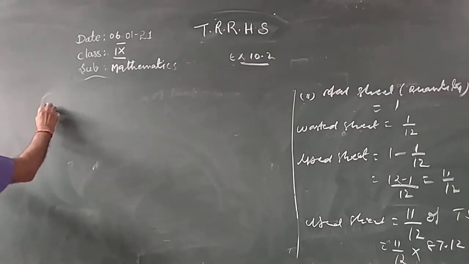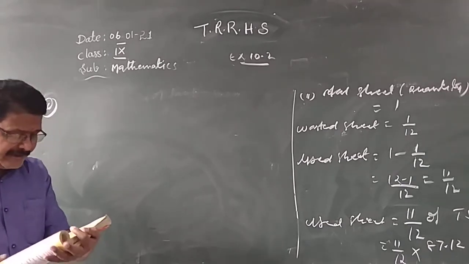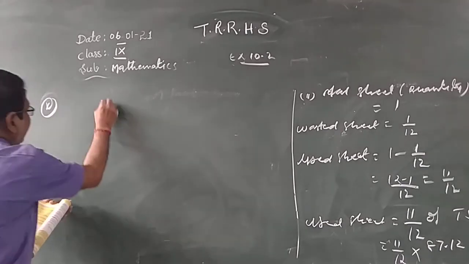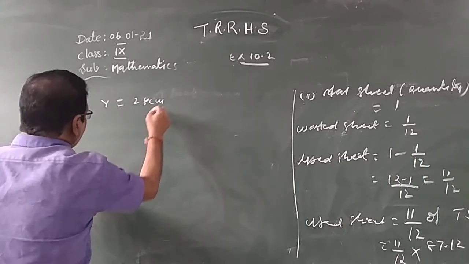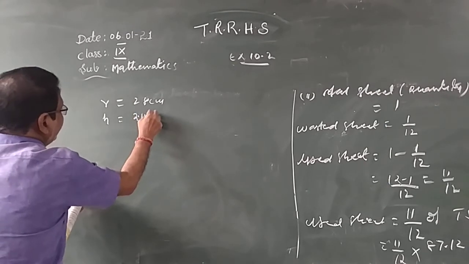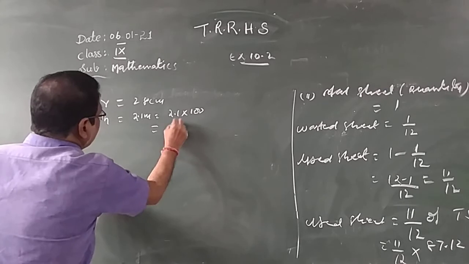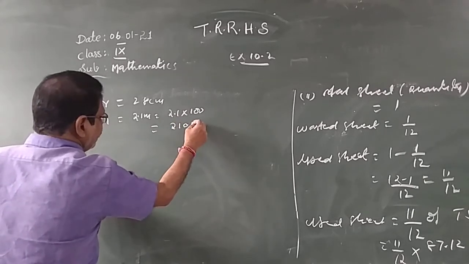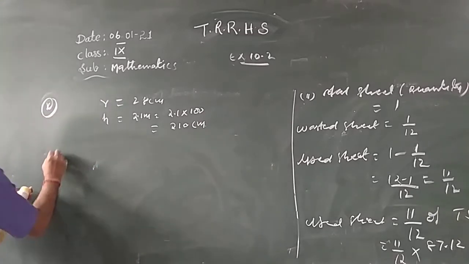There is a problem. A one side open cylindrical drum has inner radius, radius is equal to 28 centimeters. Height is equal to 2.1 meters, change into centimeters: 2.1 into 100, 210 centimeters. Find out the volume.